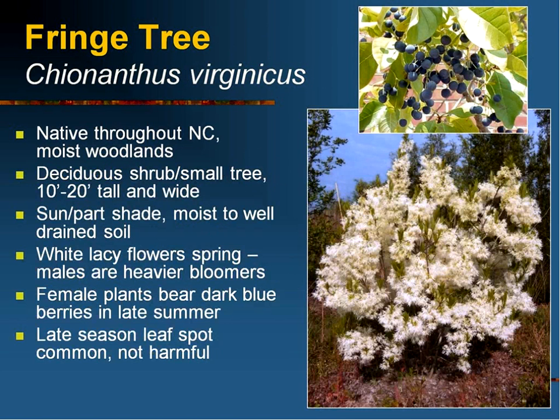So I want to start off with fringe tree, which is a native, you can think of it as a large shrub or a small tree. It actually grows throughout the state, but there are some differences in the populations. And in the coastal plain, the plants tend to be more shrub-like. And when you get into the Piedmont and the mountains, the genotype from that area tends to be more tree-like and actually are much faster growers.